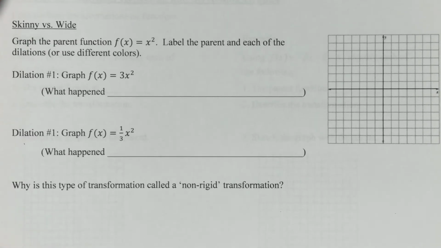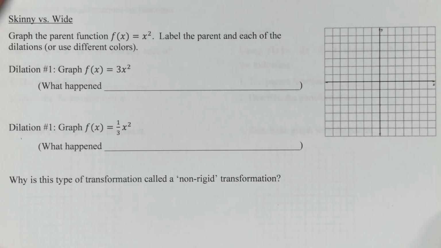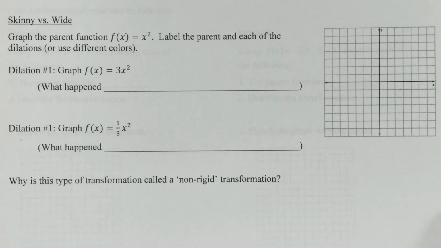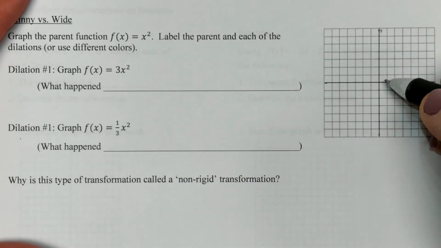So skinny versus wide. There are some books out there that use horizontal stretch or horizontal shrink, and I think those get a little confusing for students. So we mainly just talk about things getting skinnier as a function or getting wider. So for this one, the easier one to look at is the parabola. So I'm going to show you that.